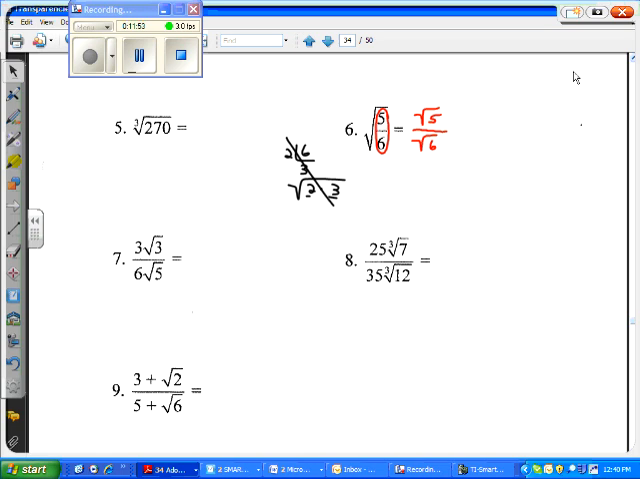For square root, we need sets of 2. Is there a set of 2 2's? No. Set of 3 3's? No. So it won't break down. Question 3, is there a fraction inside the square root? Not anymore. Question 4, is there a radical in the denominator?